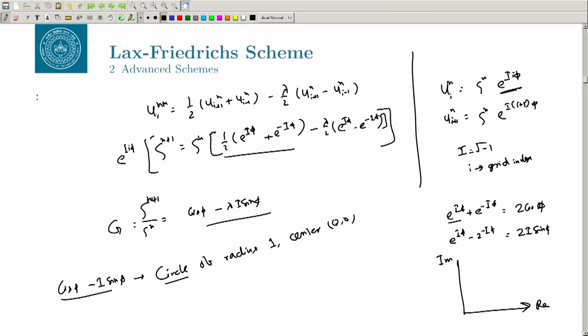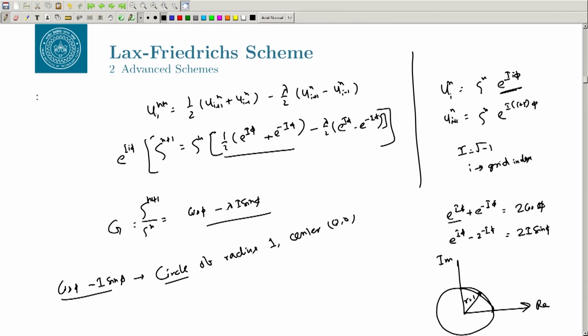So, this would become a circle, okay, not a very nice circle, but this is how it is, the radius is equal to 1. But what we have is G equal to cos phi minus I sin phi into lambda, right, that is what we have, okay, lambda I sin phi.